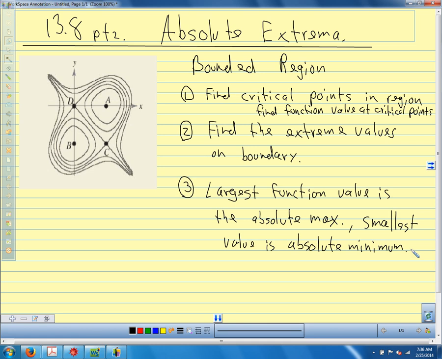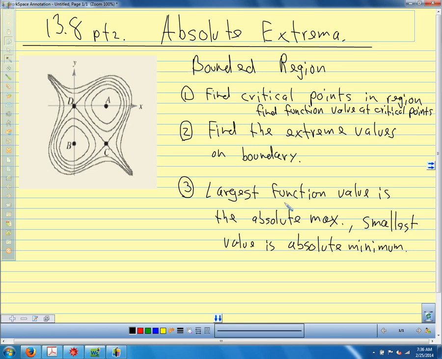So all we're really doing today is, step 1 is what we practiced yesterday, finding the critical points in the region and finding the function values at the critical points. So we don't even have to run the second partials test on the interior of the region. We just find the critical points and find the function value there. Then we're going to find the extreme values on the boundary, and we'll talk about how we do that when we do a couple of examples. The largest function value is our absolute maximum on that region. The smallest value is the absolute minimum on that region.